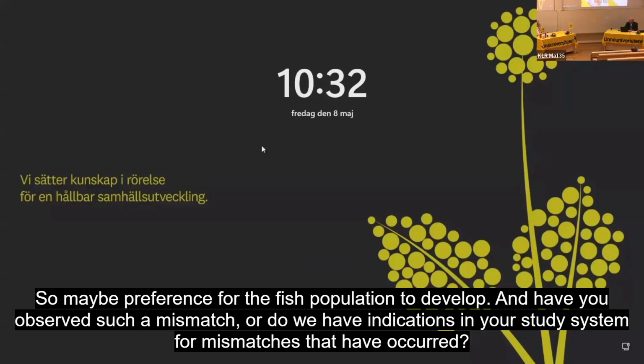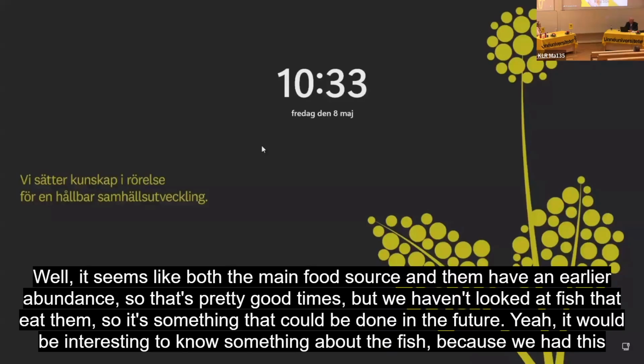Of course. And have you observed such a mismatch, or do we have indications in your study system for mismatches that have occurred? Well, it seems like both the main food source and the copepods have an earlier abundance, so that's pretty good timing. But we haven't looked at the fish that eat them, so it's something that could be done in the future.